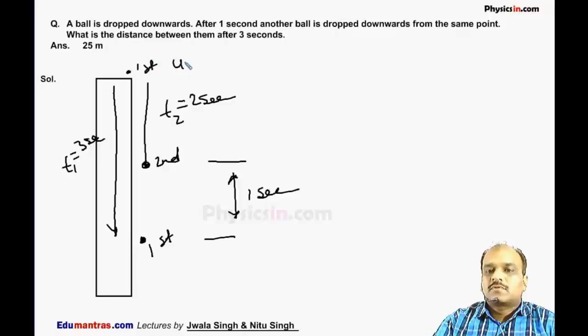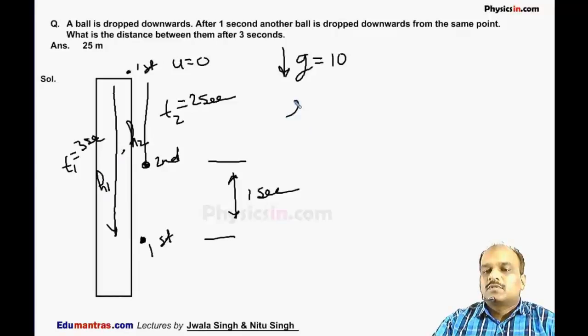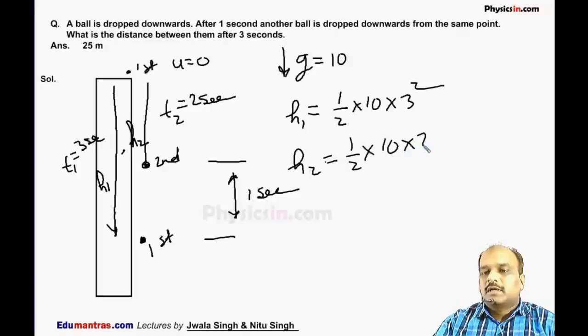Since the balls are dropped, their initial speed must be 0. We know the acceleration due to gravity is 10 and directed downward. Since the displacement of these two balls is also downward, let the first ball be at distance h1 from the top and the second ball at distance h2 from the top. So h1, because this is also downward, g is also downward, is half into g means 10 into 3 square, whereas h2 is half into g means 10 and time is 2 square. Solving it, it comes out to be 45 meter and this is 20 meter.